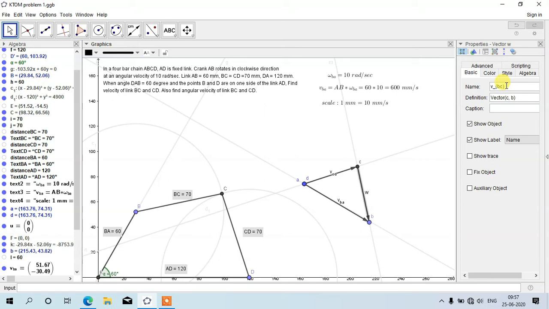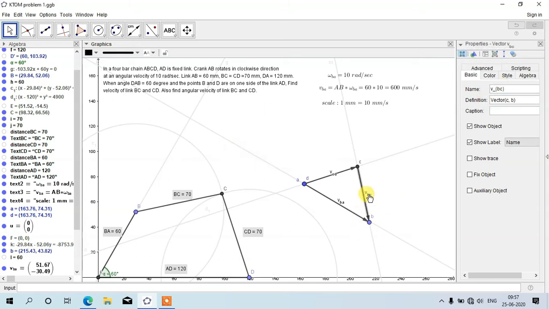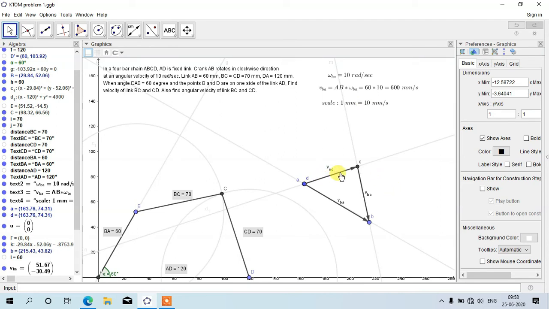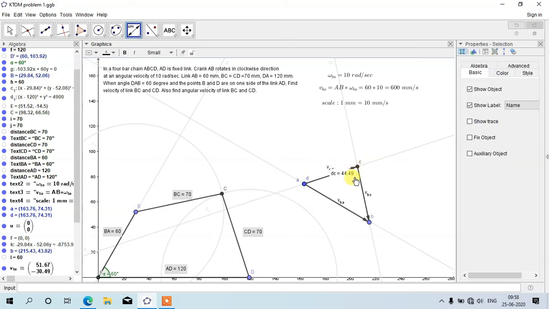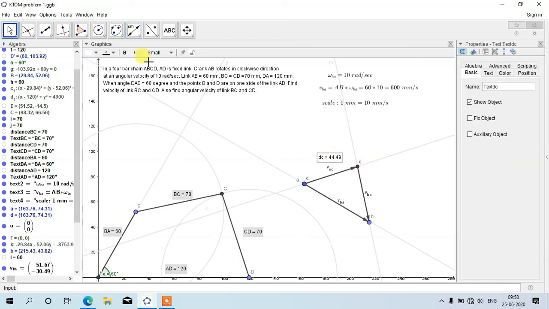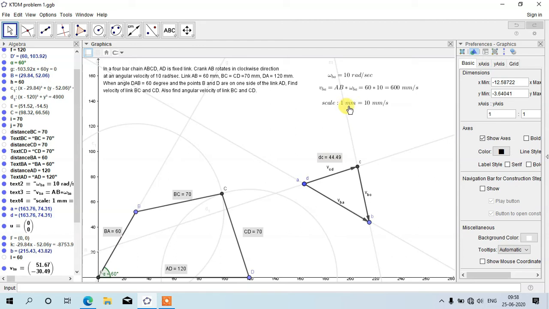Okay, so this completes our velocity diagram. Mind well, I have drawn this velocity diagram using this scale. Keep this in mind. Now from this diagram I can find the length of the vectors. If I find the length of vector BC, it comes out to be 44.49 mm. We have drawn this using this scale, which is in mm.